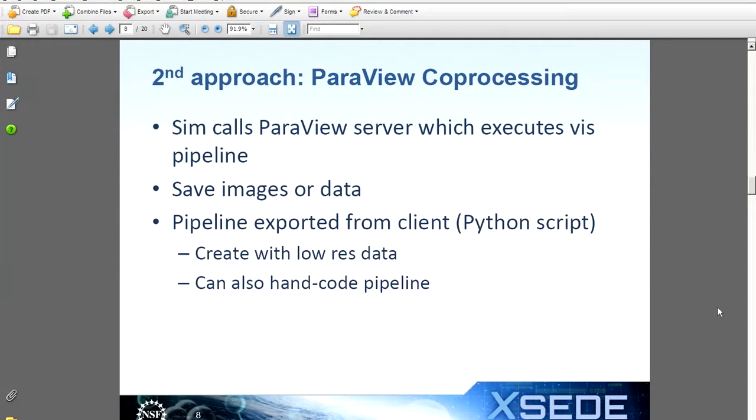Something that's nice with this is that you can go ahead and create a simple pipeline using a very low-res version of the data. So I think we were playing around with like a 256 by 256 data set to start, and then that pipeline will work as you scale up to larger and larger meshes. You can also hand code the pipeline if you're so inclined, and I tried doing that. It just seemed like the export function from the client is really sweet, so we just ended up going with that. Next slide, please.